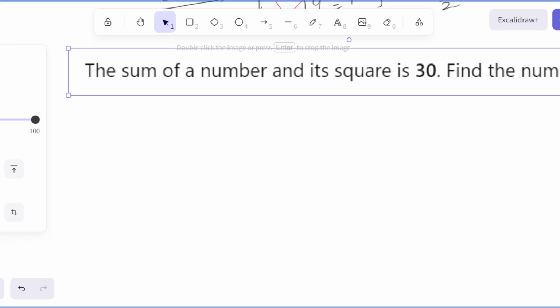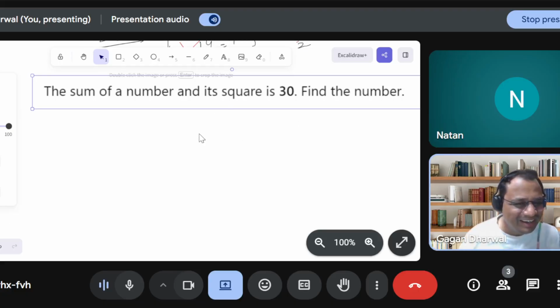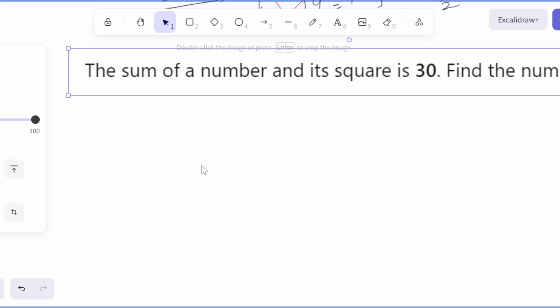Okay, I'll check. So, Nathan, can you tell me this question that you have understood? The sum of a number and its square is 30. So, can you tell me how will you form the quadratic equation?